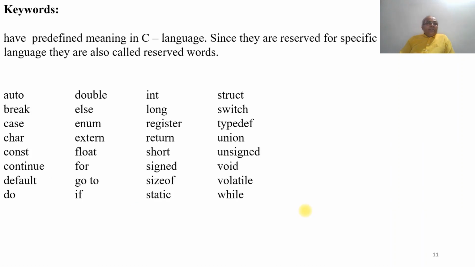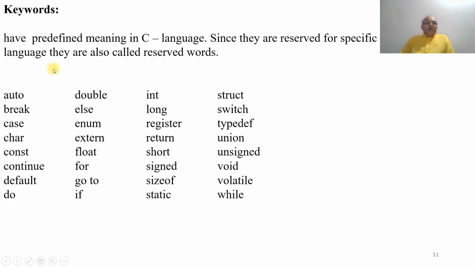And then come the keywords, which have a predefined meaning in C language. Since they are reserved for a specific purpose in C language, they are also called reserved words, such as auto, break, case, char, const, continue, default, do, double, else, enum, extern, float, for, goto, if, int, long, register, return, short, signed, sizeof, static, struct, switch, typedef, union, unsigned, void, volatile, while.